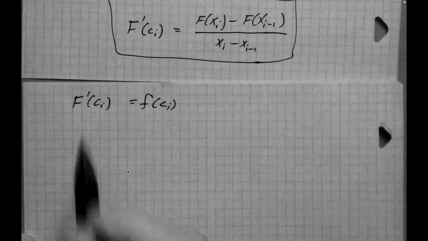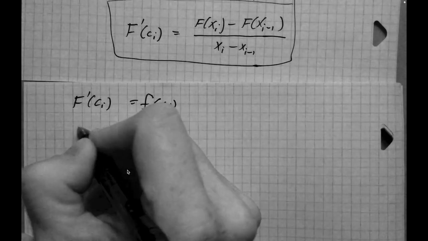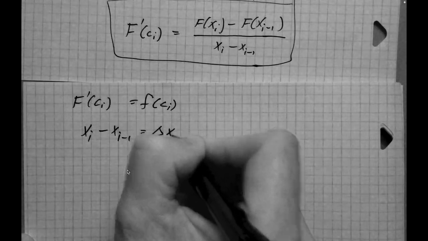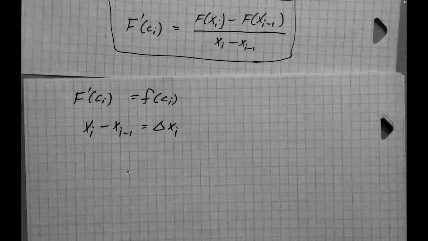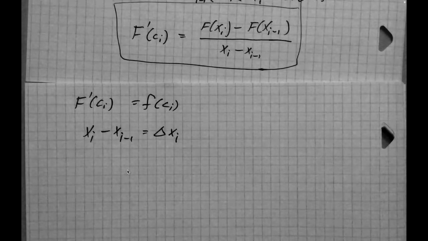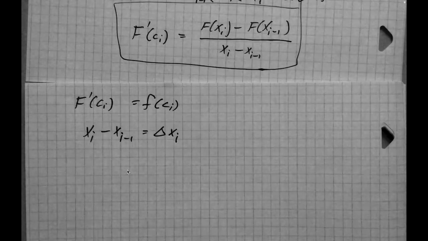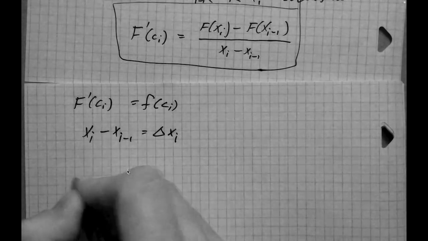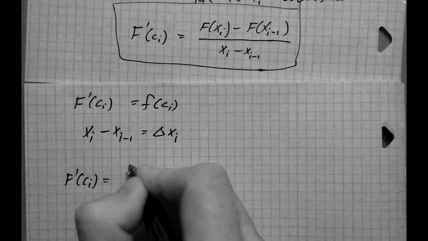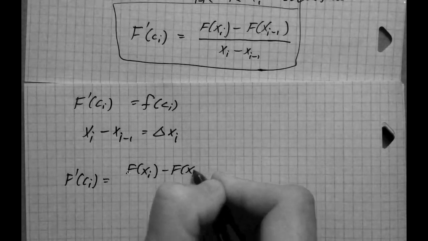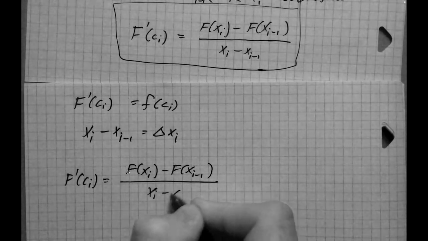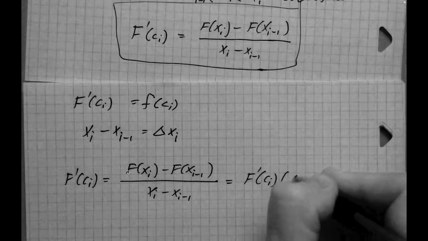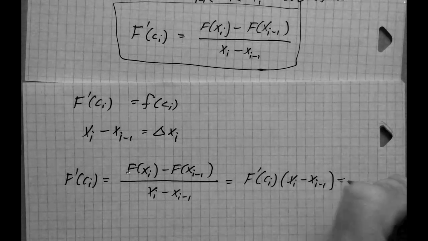Okay, so that's a fact. It's also fine to write xi minus xi minus 1 as your delta xi. That's just the change between xi and xi minus 1, so that's just notation. Okay, so let's take this previous equation and re-express it. So f prime of ci equaling this is going to imply that f prime of ci times xi minus xi minus 1 equals this difference.